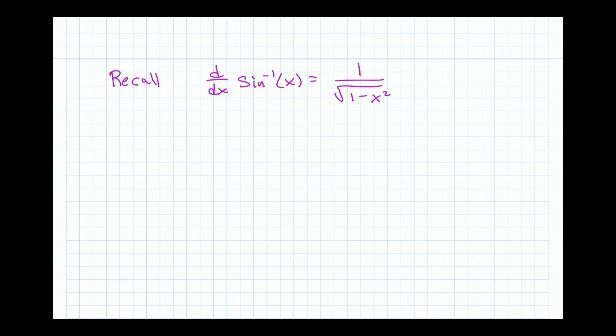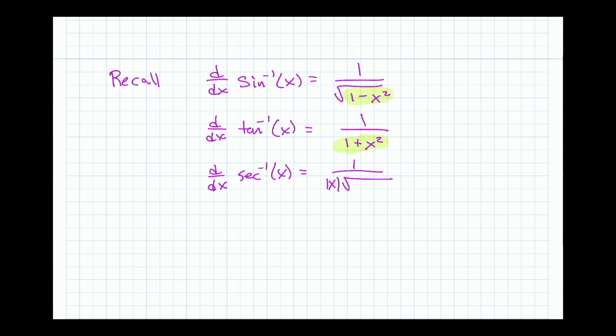squared, okay? And what I want you to pay attention to is that. Now, we also have the derivative of, let's say, tangent inverse. That one is 1 over 1 plus x squared. Again, I want you to pay attention to that. And then we have the derivative of secant inverse x. That one is more complicated, but it's 1 over absolute value x square root x squared minus 1. And I want you to pay attention to that.